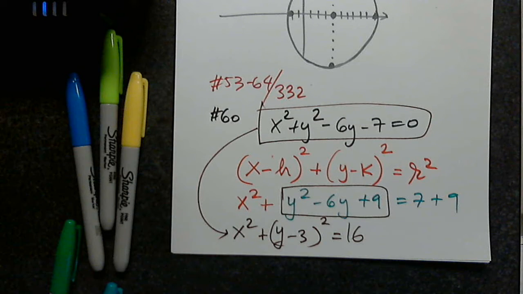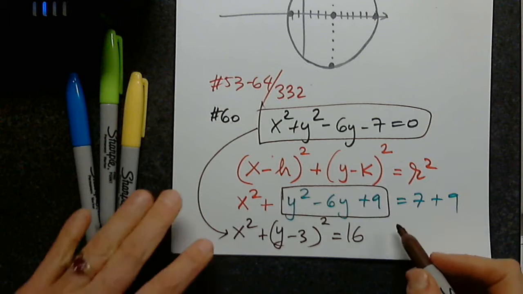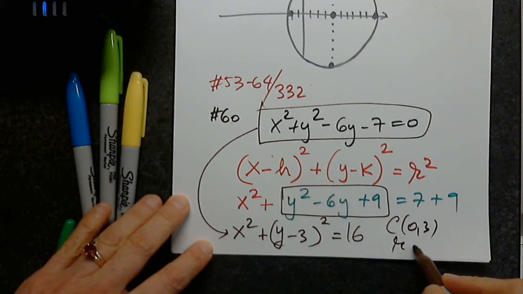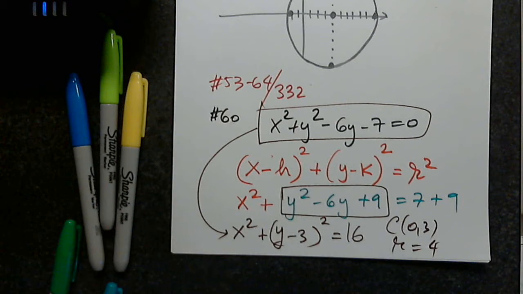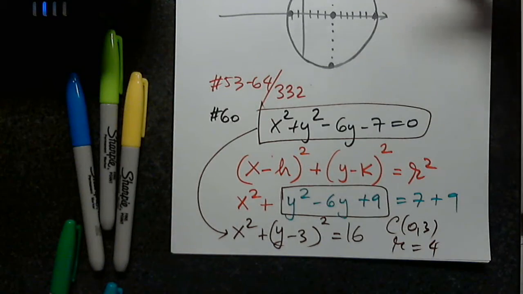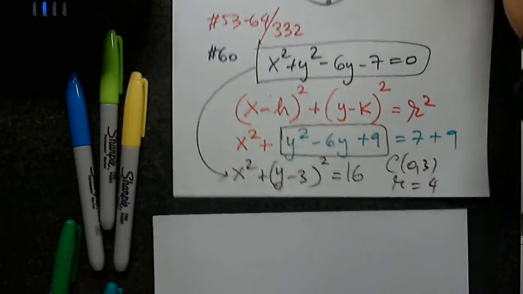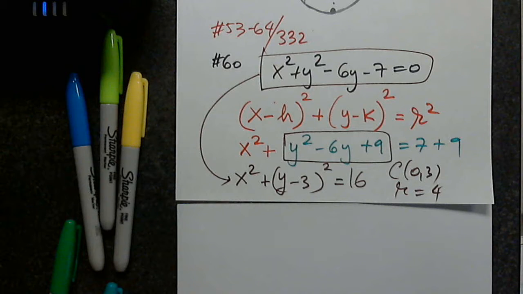I'm asking you now, is that for sure an equation of a circle? What is the center? 0, 3. Careful. 0, 3. What is the radius? 4. Awesome. So center 0, 3, radius 4. Let's graph it. And let's choose another, please. Choose another problem. Let's work on it.